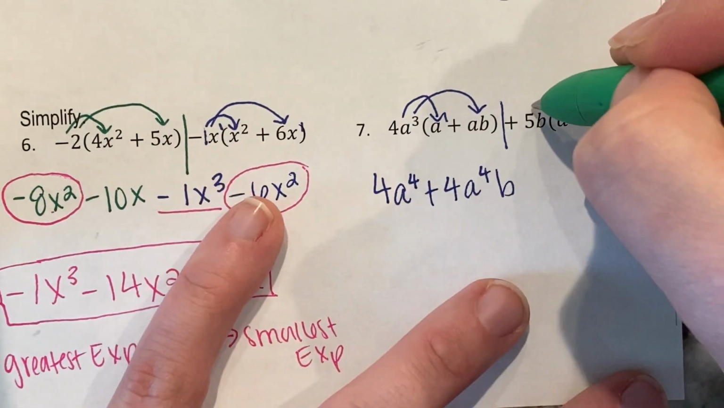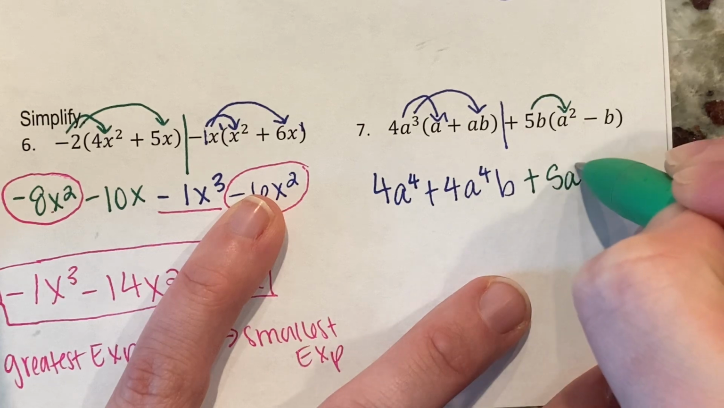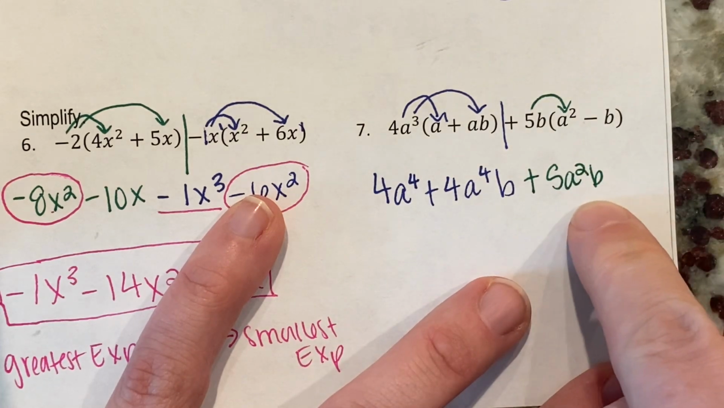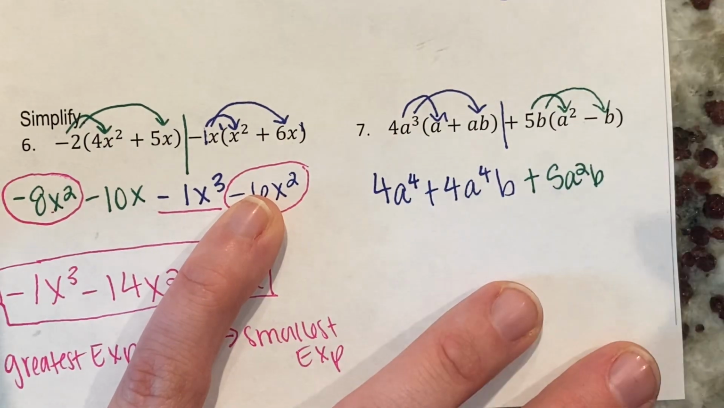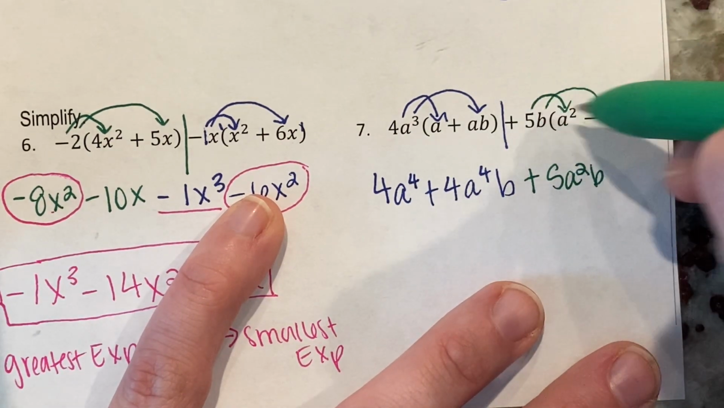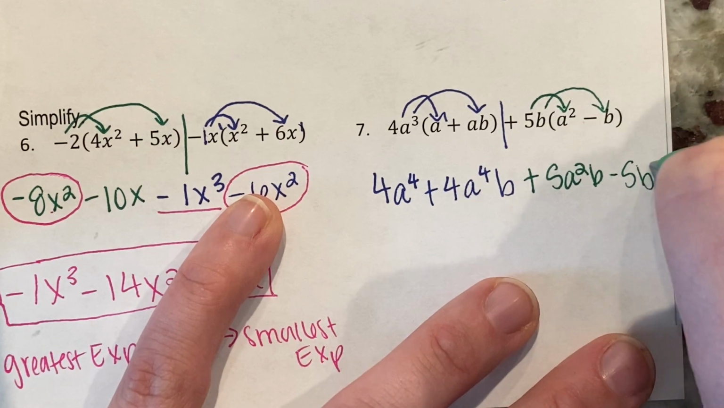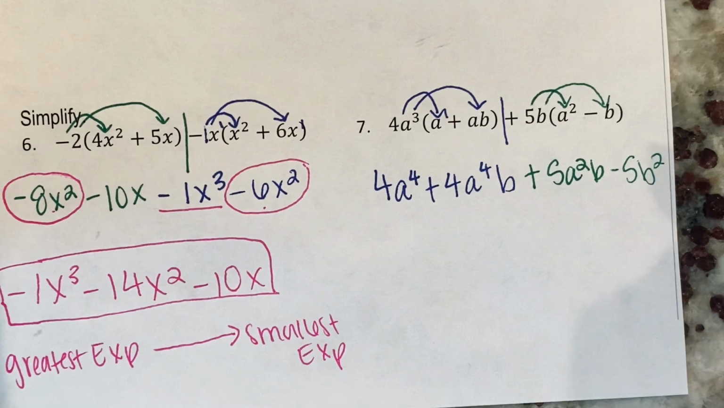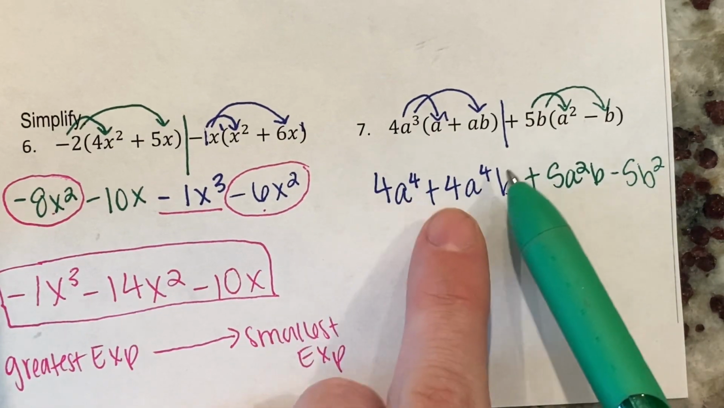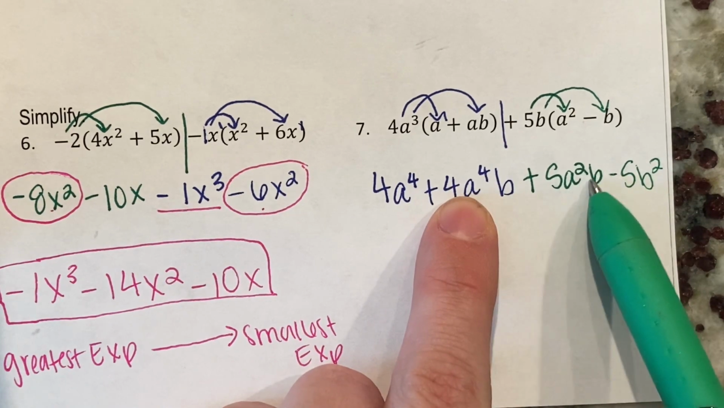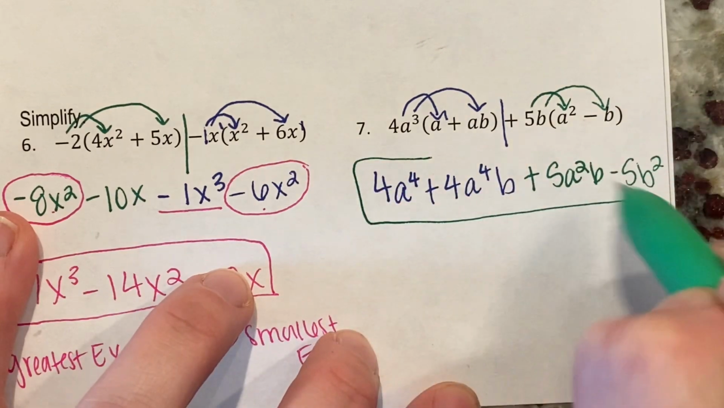Okay, then over here I'm going to multiply 5b times a squared, so that's 5a squared b. I like to put my variables in alphabetical order. It makes it a lot easier to organize. And then I have 5b times negative b, so that gives me a -5b squared. So looking at here, I don't have anything because that's a to the fourth, that's a to the fourth b, a squared b. There's nothing I can add together, so that's going to be my final answer.